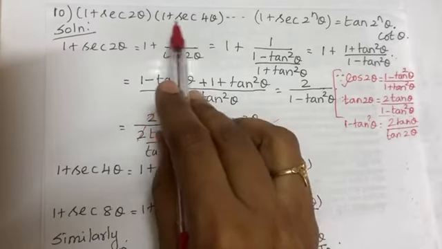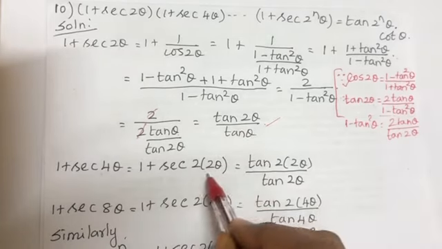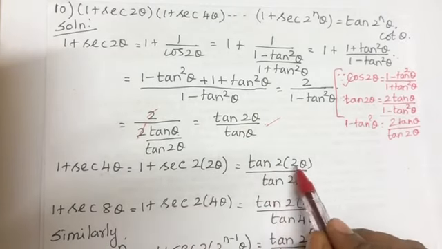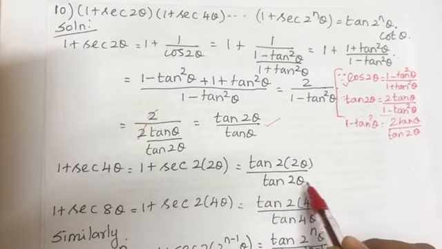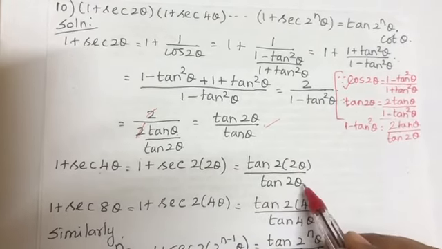Now, let us take 1 plus secant 4 theta. So, 1 plus secant, I write 4 theta as 2 into 2 theta. So, if I simplify this with the same method, I get tan 2 into 2 theta. Instead of theta, here we have 2 theta. So, tan 2 into 2 theta divided by tan 2 theta. சரி, எங்கே theta இருக்கிற இடத்துல இங்கே 2 theta இருக்குது, 2 into 2 theta. Okay, so tan 2 into 2 theta divided by tan 2 theta.